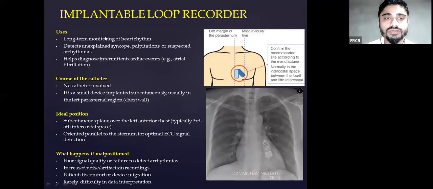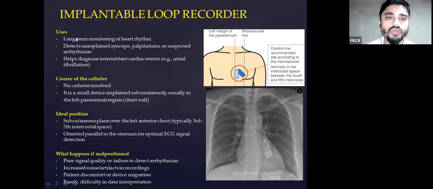Now, what is an implantable loop recorder? This is the implantable loop recorder, the bluish thing. There are two lines: one is the mid clavicular line, another is the left parasternal line. You have to place the implantable loop recorder in the third to fifth intercostal space, obliquely lying. This is how it will appear on the chest radiograph.